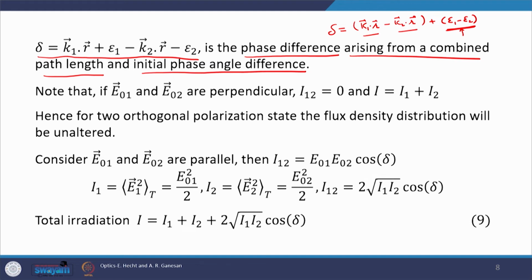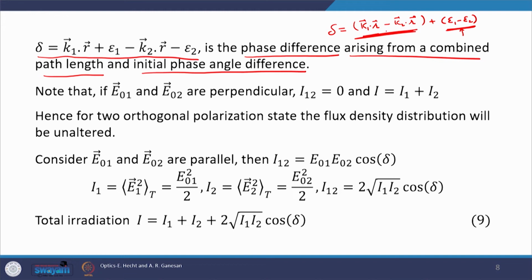We have already defined what a path length is. K1 is the wave vector, R is the radial coordinate of the point to which the wave is travelling, then K1 dot R is the path length travelled by the first wave. Similarly, K2 dot R is the path length travelled by the second wave. The difference is the path length difference between the two waves, and this also contributes to a phase difference. Therefore, we can say that the resultant expression of phase difference has two components: one corresponds to path length difference and the second corresponds to initial phase angle difference, or initial phase difference.